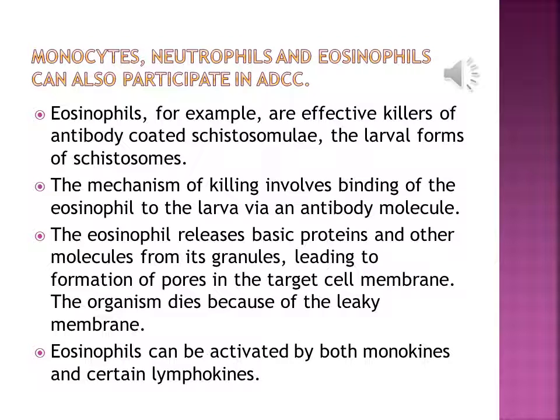Monocytes, neutrophils, and eosinophils can also participate in ADCC. Eosinophils, for example, are effective killers of antibody-coated schistosomes, the larval forms of schistosomes. The mechanism of killing involves binding of the eosinophils to the larva via an antibody molecule. The eosinophil releases basic proteins and other molecules from its granules, leading to formation of pores in the target cell membrane. The organism dies because of the leaky membrane. Eosinophils can be activated by both monokines and certain lymphokines.